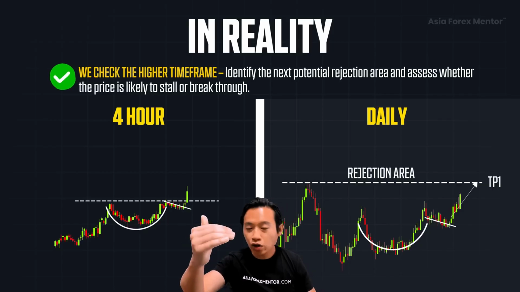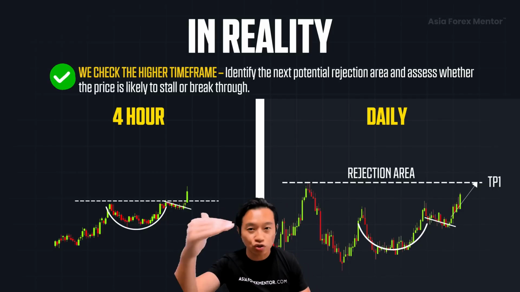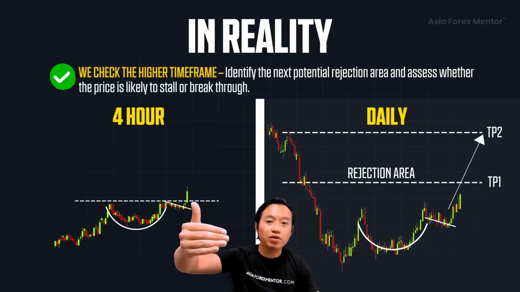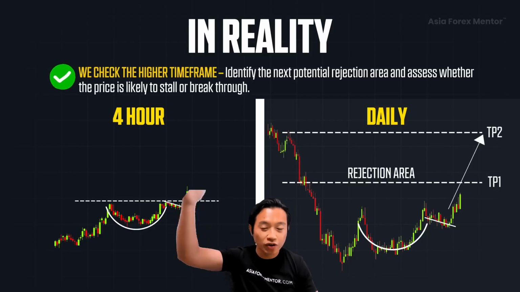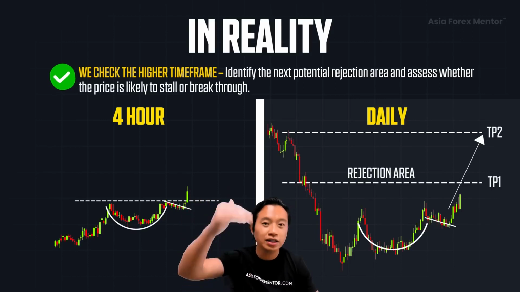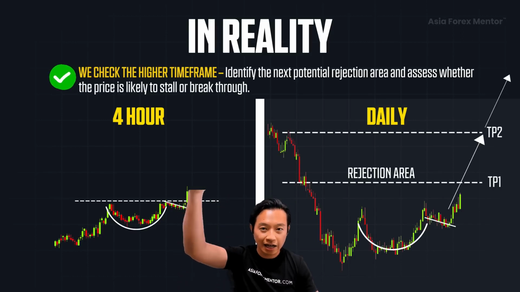But hey, whether or not it will likely get stopped there. If it's likely going to get stopped there because there is a very strong rejection area, then you want to get out there in a higher time frame. Or it will likely even shoot past the area to go towards the next rejection area. So if that's the case, that's where you can probably set two take profits, TP1, TP2, or potentially even set it up higher at the next TP.